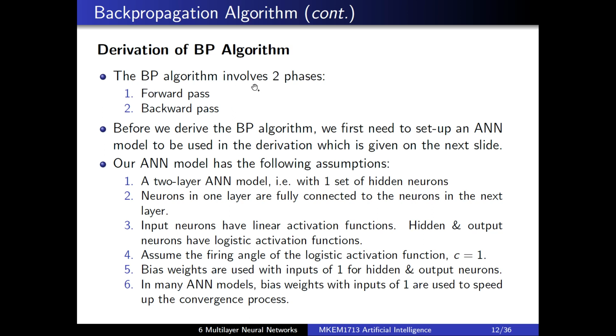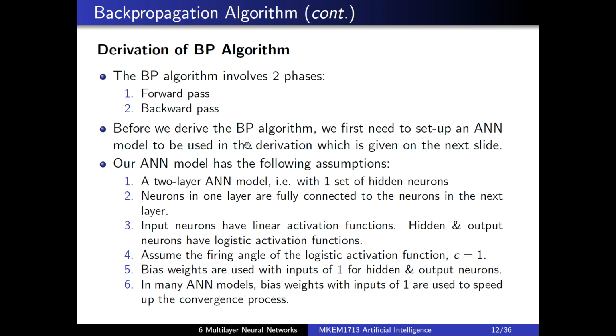So the backpropagation involves two phases: forward pass and backward pass. In the forward pass, we will be feeding in the inputs and computing the outputs of the artificial neural network. And the backward pass is where we adjust or adapt the weights and biases.